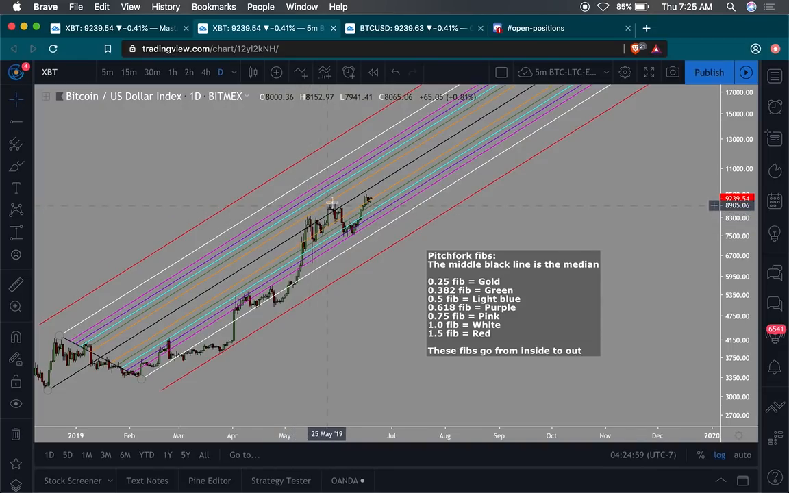Okay, this gold line on the outside, the 0.25 fib. So if you do get to this point, maybe you can consider taking profits again.